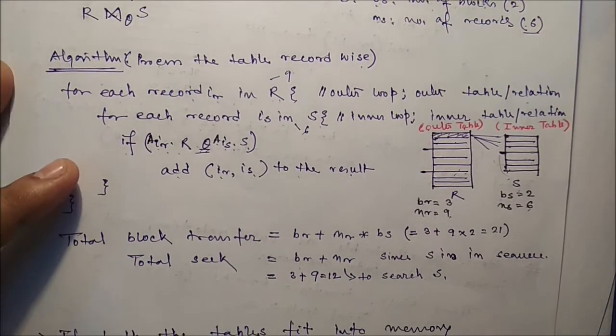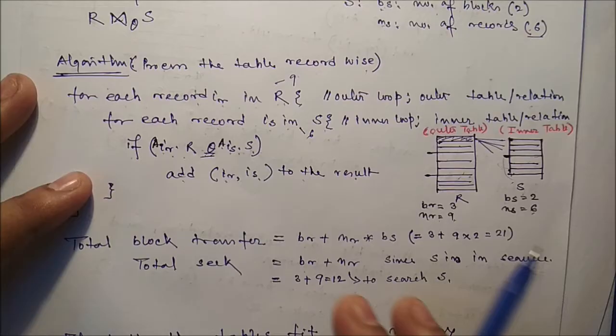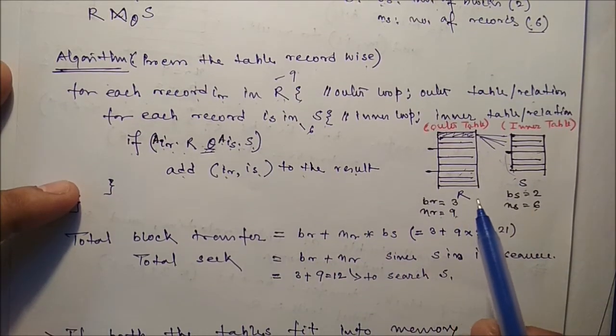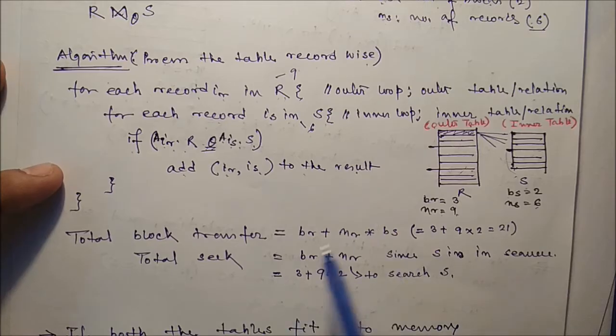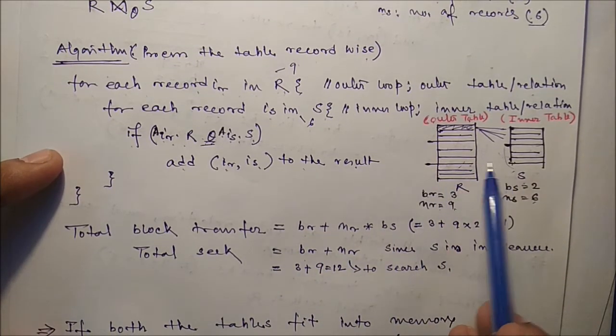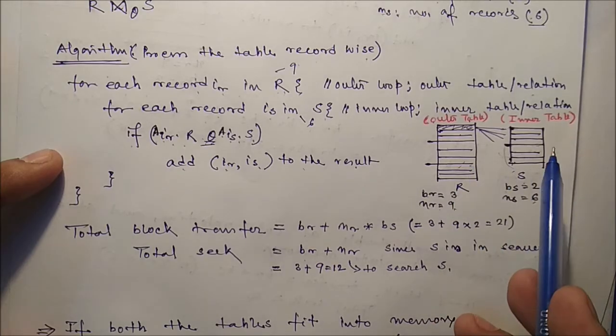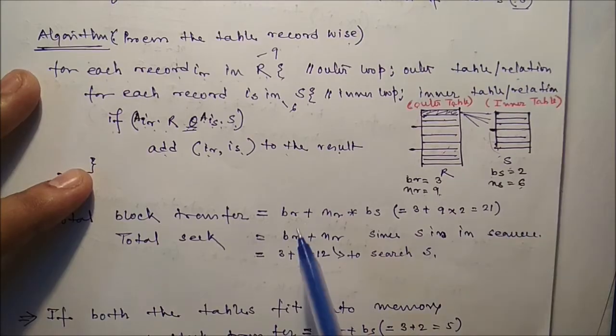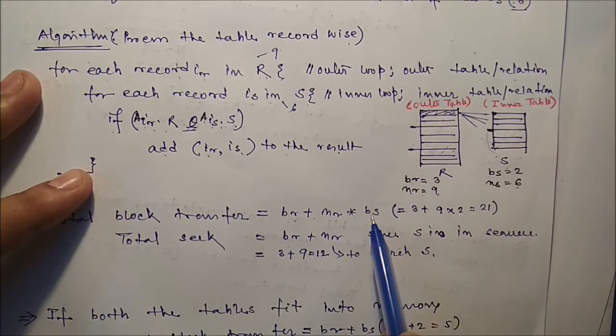Now here our actual aim is to calculate the cost. To implement the join, how much cost is required? Now see, the main concern is the time complexity, and time complexity depends upon the number of block transfers and the seeks. Now here the total number of block transfers will be BR plus NR into BS.